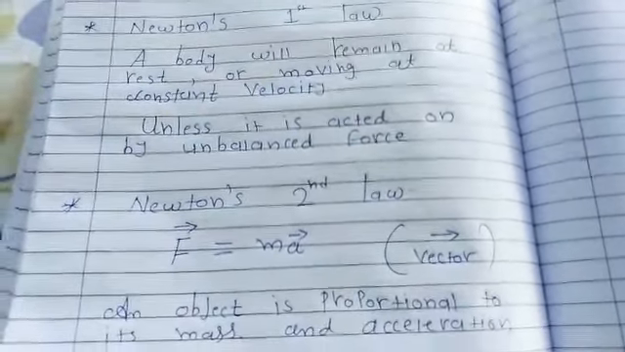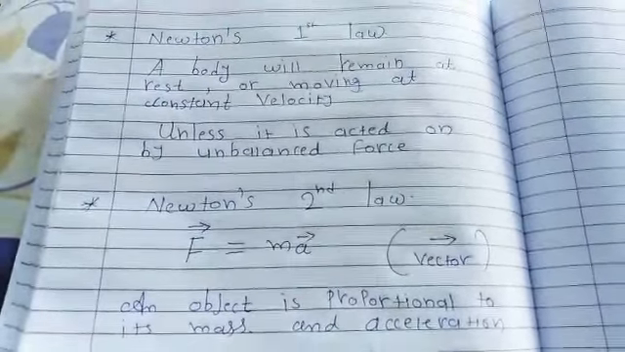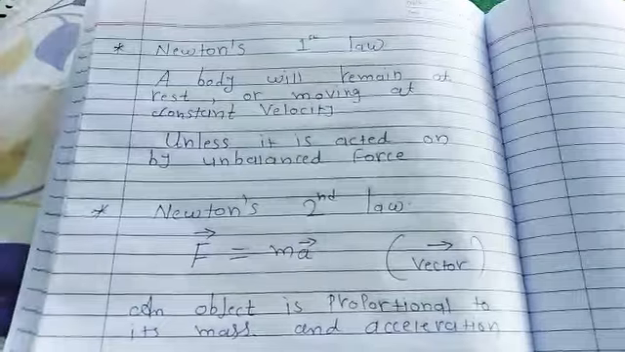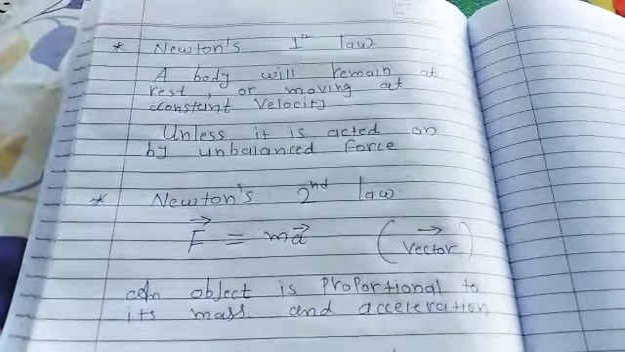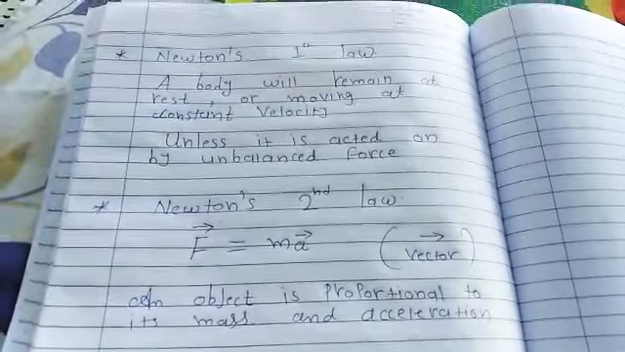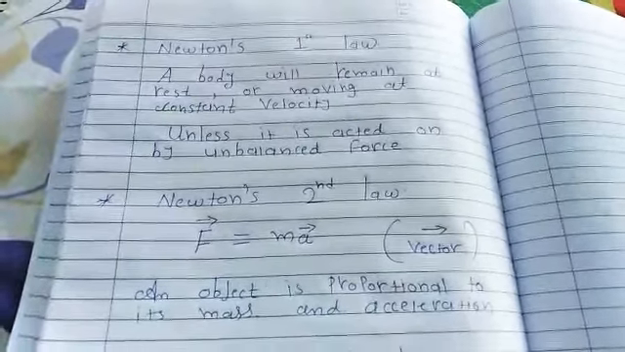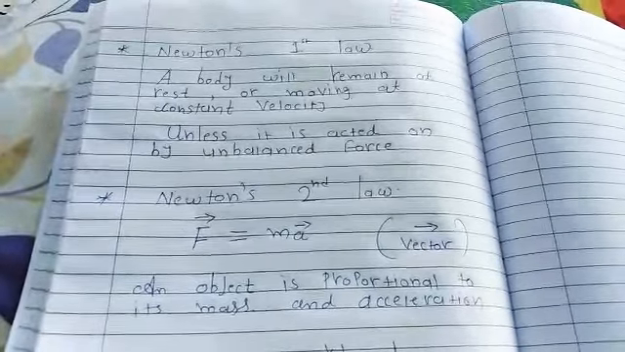Okay, before we start the chapter on gravity, we should understand the laws of Newton. There are a total of 3 laws given by the great scientist Isaac Newton.